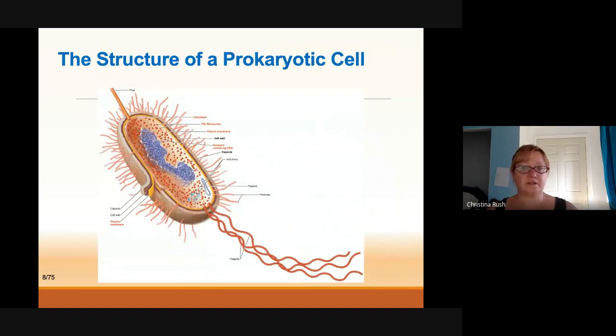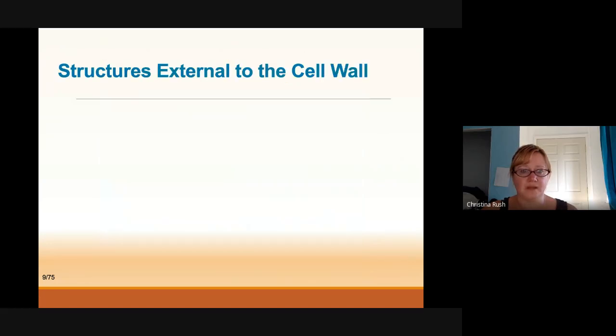All right, so we're going to start to look at the structure of a prokaryotic cell. We'll look at all the different features. We're going to start on the outside of the cell and work our way in. We're going to start, again, with those structures that are external to the cell wall, outside of the cell wall.